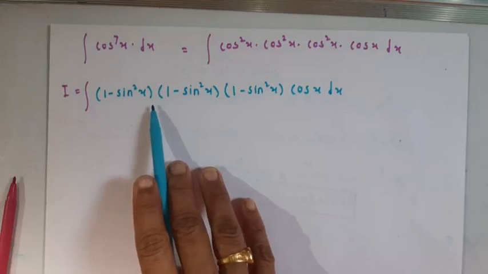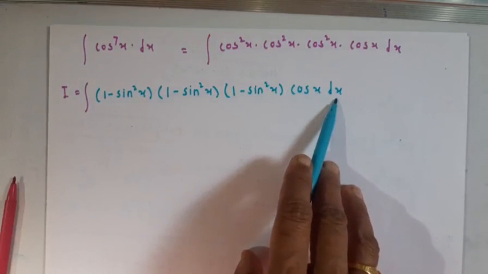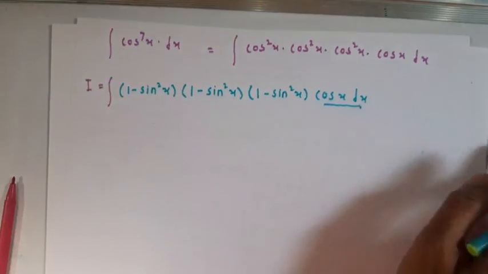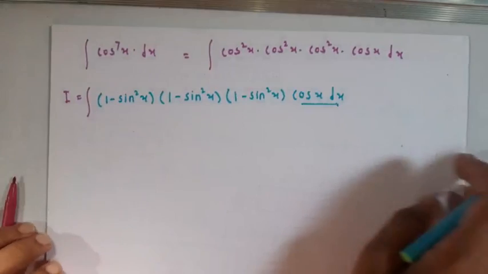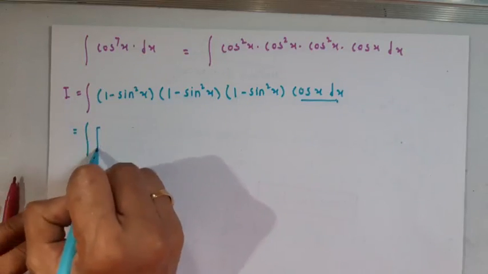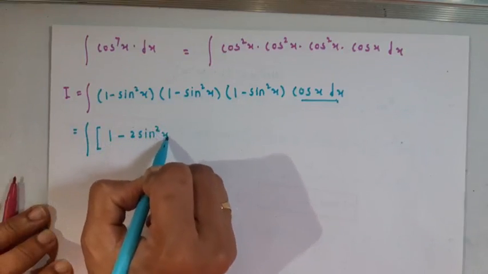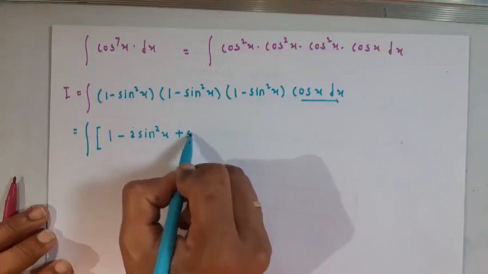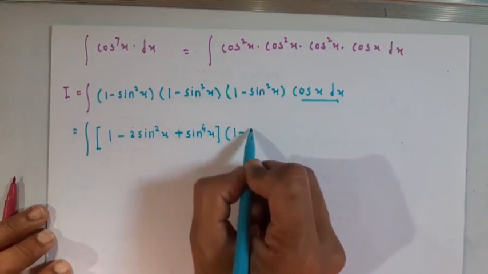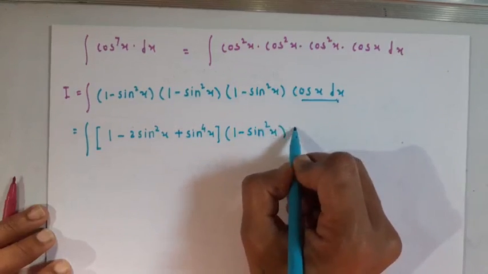After substituting sin x equal to t, cos x dx will be dt. According to that, we have adjusted the terms. First solve the bracket. This is 1 minus 2 sin square x plus sin raised to 4x, into another bracket, 1 minus sin square x, into cos x dx.